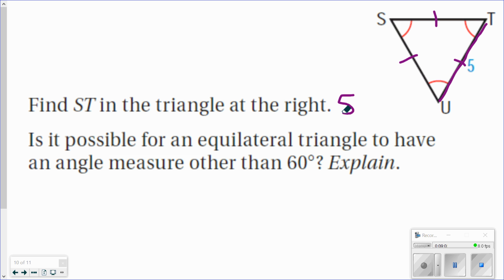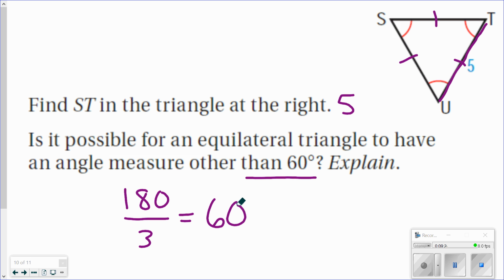Is it possible for an equilateral triangle to have an angle measure other than 60 degrees? The answer is no. Why? Well, we know that a triangle has to add up to 180 degrees. And there are 3 angles, which means each angle has to equal 60 degrees. If it doesn't, something went wrong.